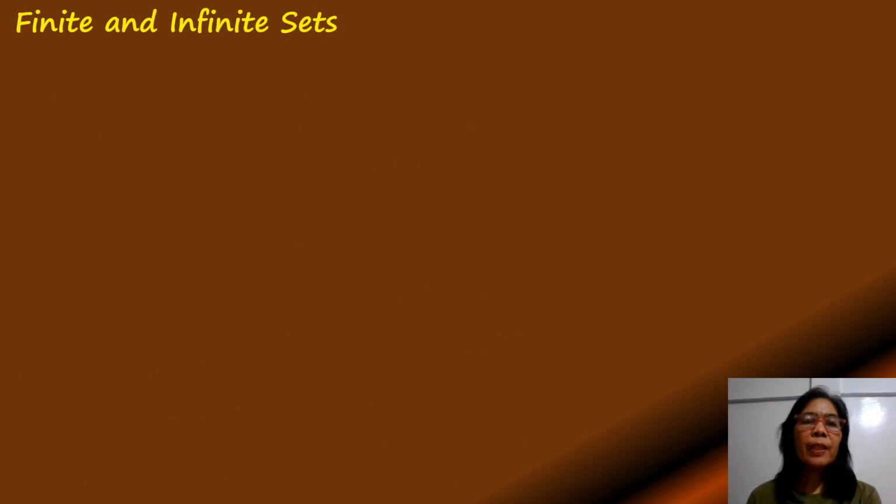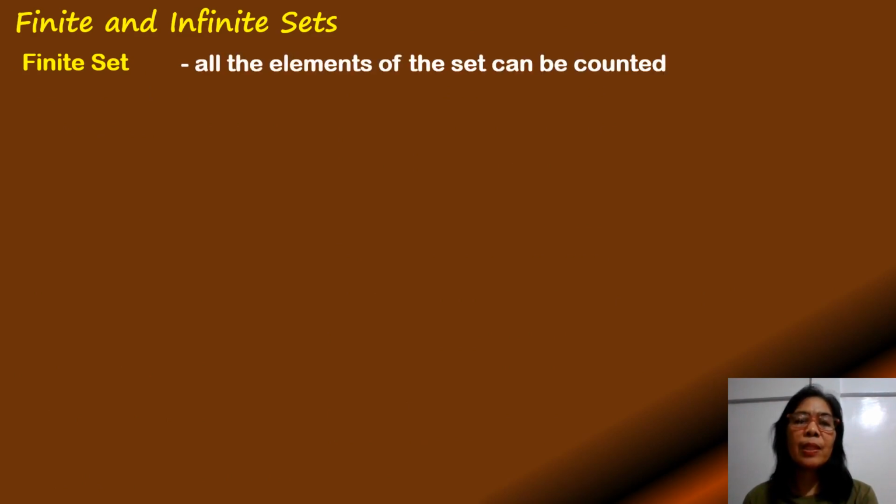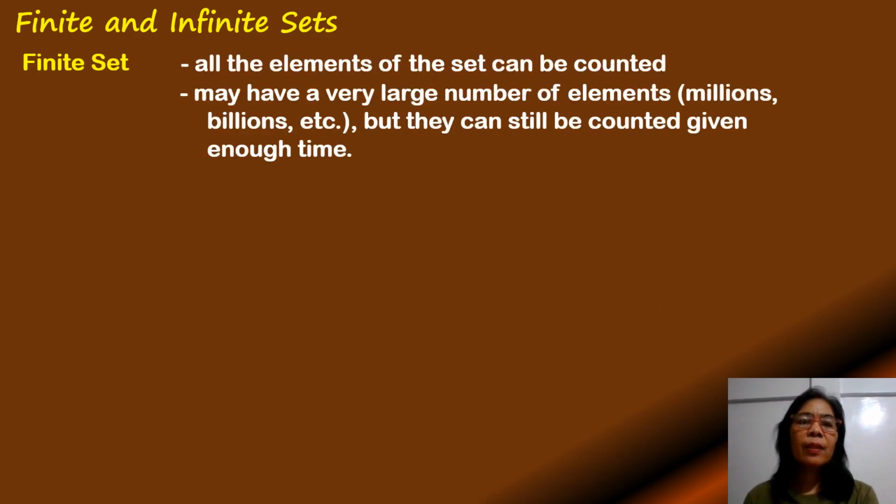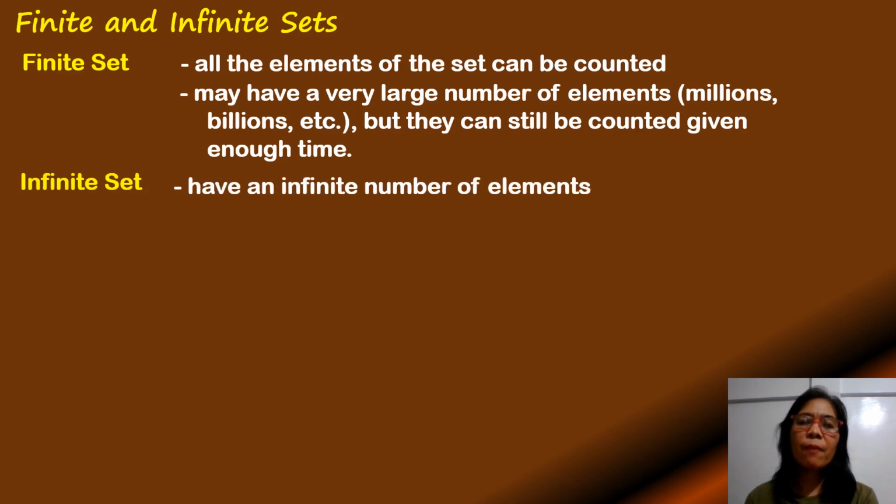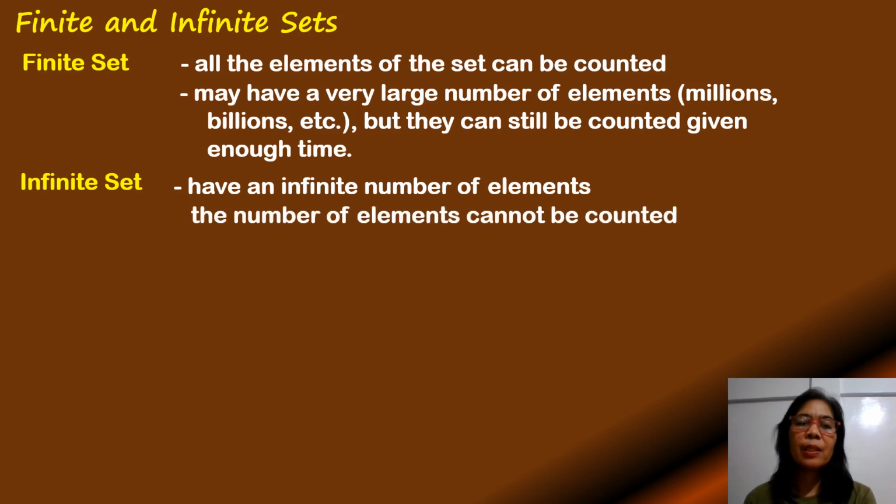We have the finite and infinite sets. A set is said to be a finite set if all the elements of the set can be counted. So it may have a very large number of elements, but they can still be counted given enough time. An infinite set is a set that has an infinite number of elements, or the number of elements cannot be counted.